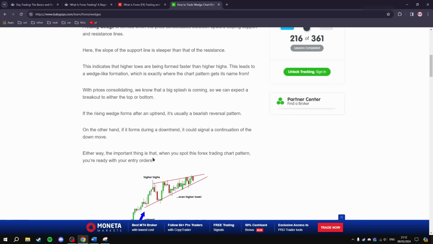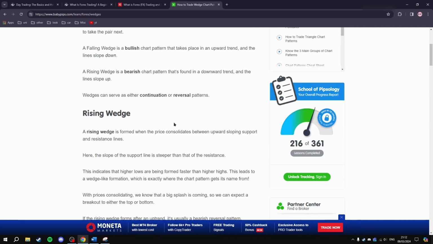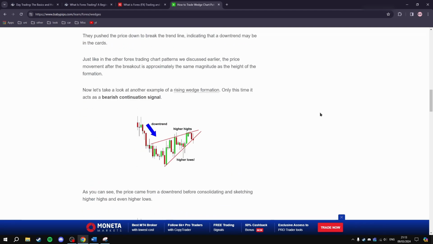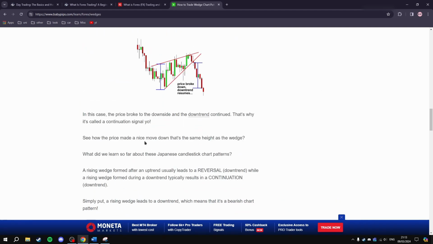But then it also says it's a reversal, as in because it was an uptrend, it reversed to make it a downtrend. Right, I see. See how the price made a nice move down? That's the same height as the wedge.